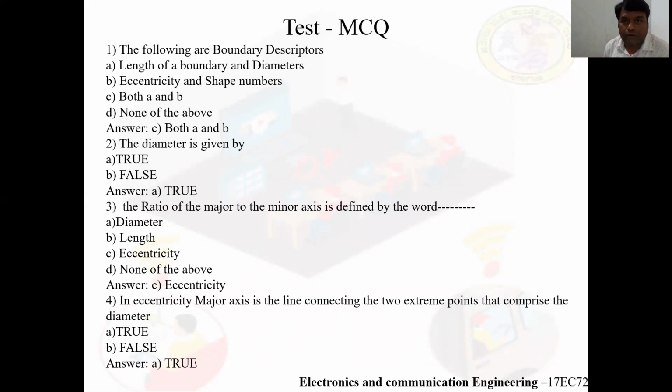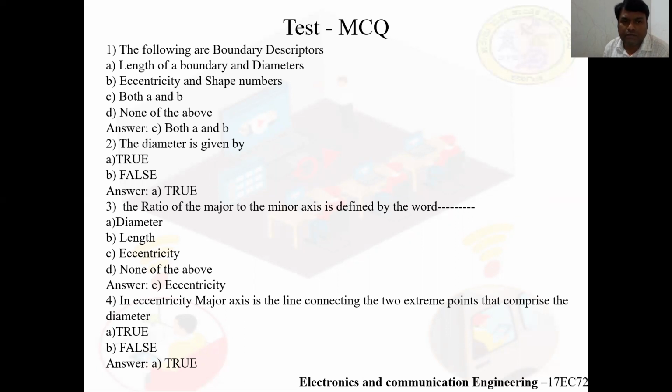So now we will go for multiple choice questions. The following are boundary descriptors: length of a boundary, diameters, eccentricity and shape numbers, both A and B, none of the above. The answer is both A and B, that is C: length of a boundary and diameters, eccentricity and shape numbers.